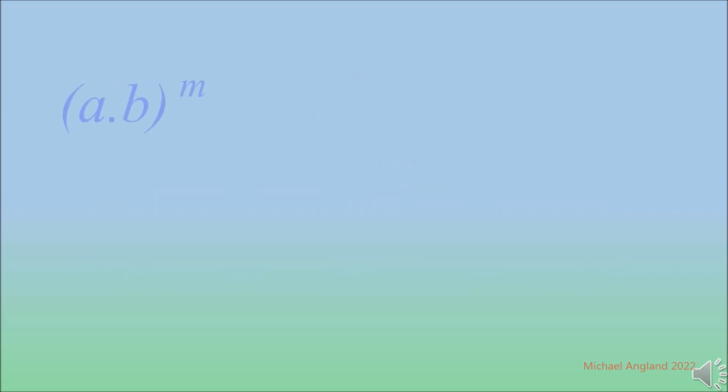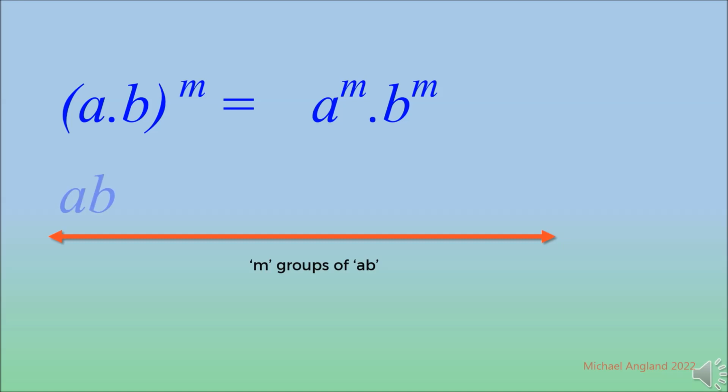Seventh rule: (a times b) to the power of m is equal to a to the power of m times b to the power of m. We notice, first of all, that we have m groups of a times b. So we have ab times dot dot dot times ab, m lots of a times b.